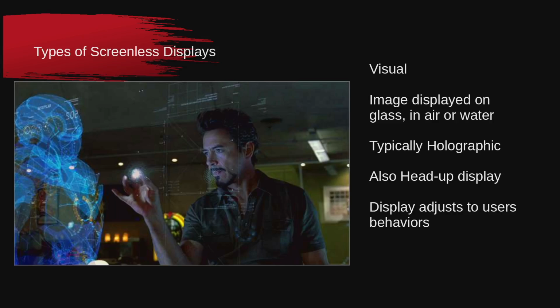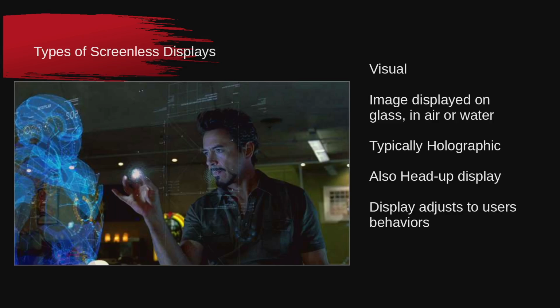Instead, you display an image on a piece of glass, maybe in the air, maybe in water, and if the water's calm enough, you can do that. Typically, they're holographic, and the advantage of holographic imagery, of course, is that they're three-dimensional. So you don't have to be sitting in a certain place to be able to see it. You can get up and walk around the image, and you can still see it from all angles.